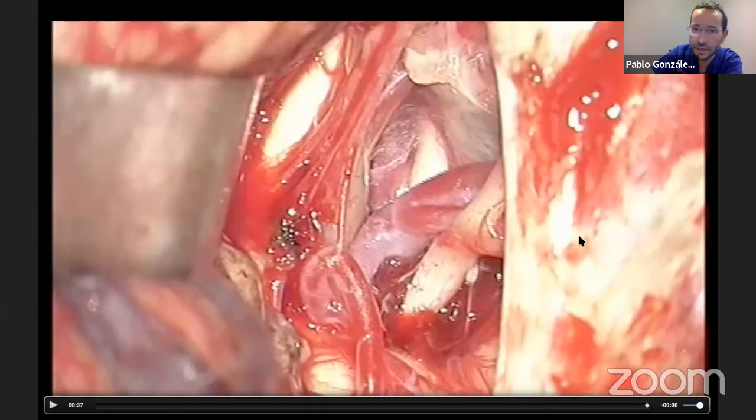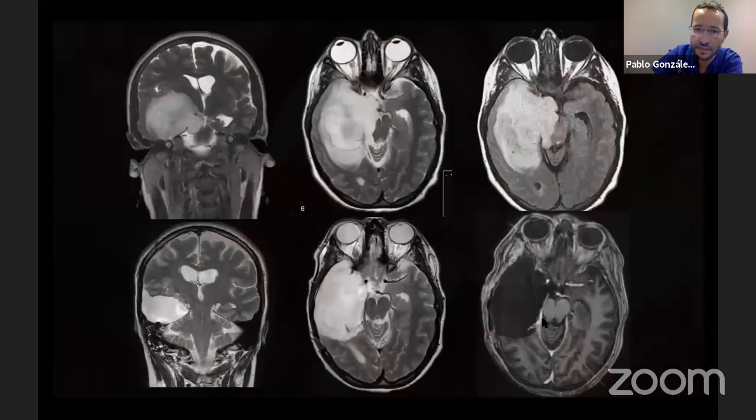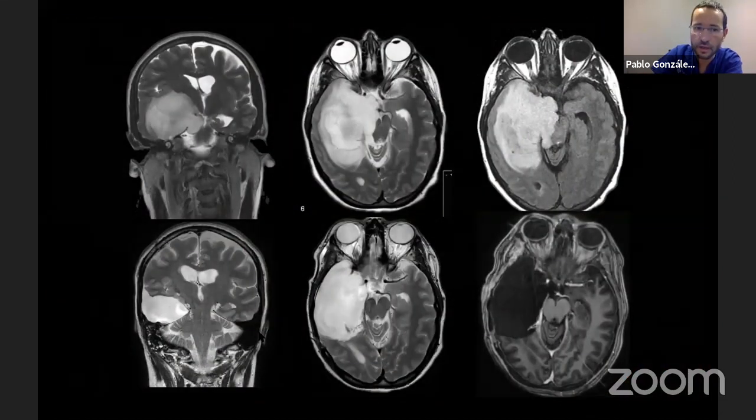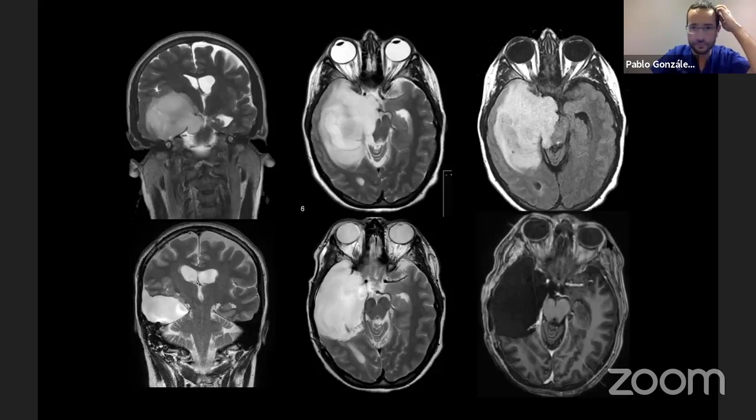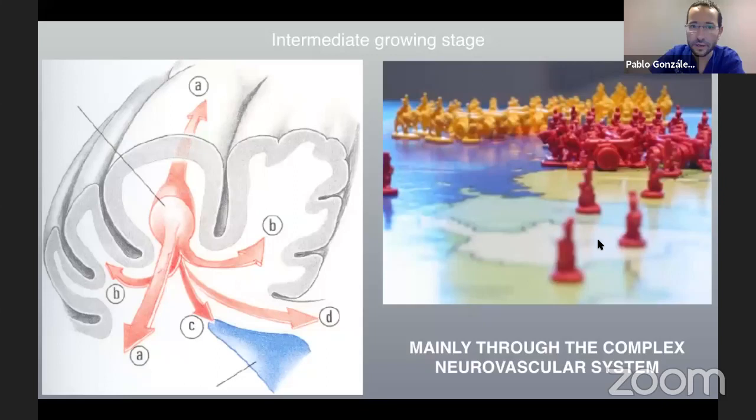So this is how we can identify our intraoperative landmarks in order to perform what we call an anatomic resection of this low-grade glioma. Okay, go to the intermediate growth stage.